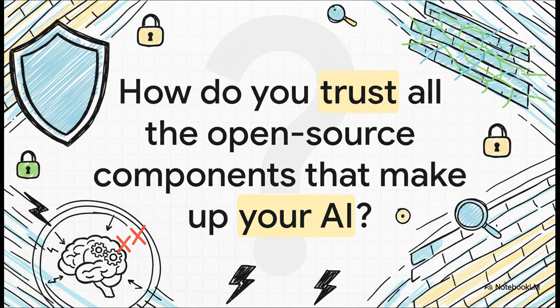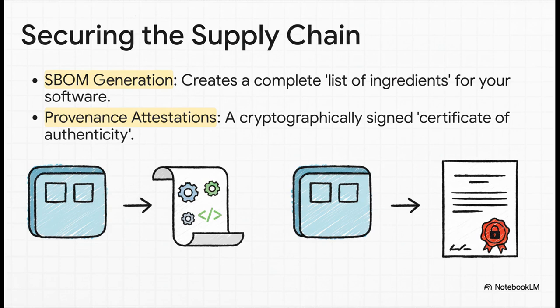But security isn't just about stopping attacks from the outside. Modern software is built with tons and tons of different open source parts. So how can you be sure the danger isn't already inside the building? This is where something called supply chain security comes into play, and LLM Guardian tackles this in a couple of really clever ways. First, it generates an SBOM. That stands for Software Bill of Materials. Just think of it like a complete list of ingredients for your AI so you know exactly what's in it.